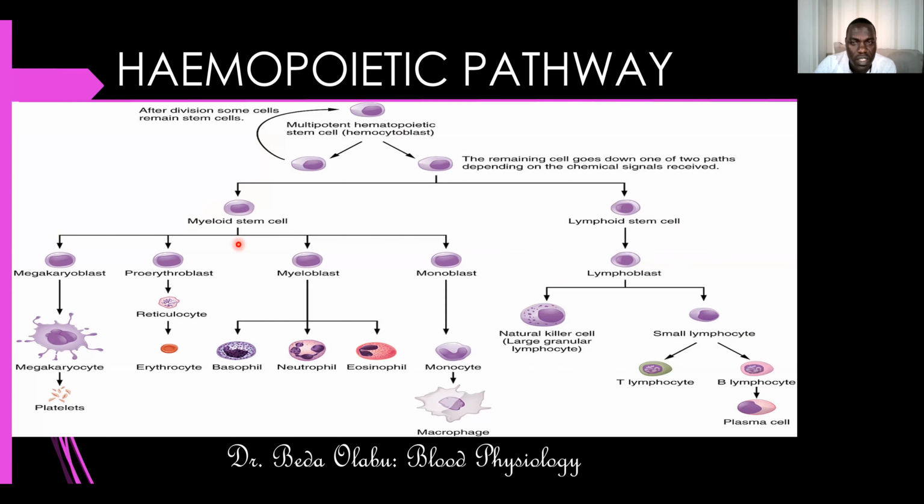But we also have the myeloid stem cell. The myeloid stem cell now gives us the other types of blood cells. It gives us megakaryocytes that become the platelets. It gives us the red blood cells. It gives us the granulocytes that will now have those three types. And it gives us the monocytes, which become the macrophages. So myeloid series gives us the other types of formed elements of blood. Lymphoid series gives us the lymphocytes.